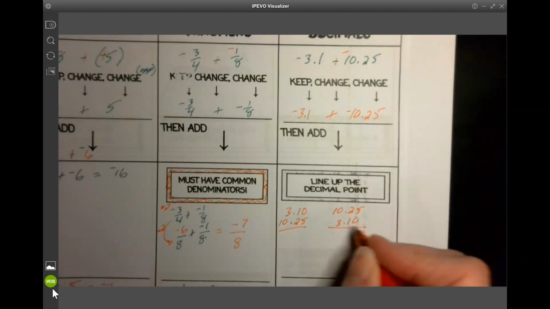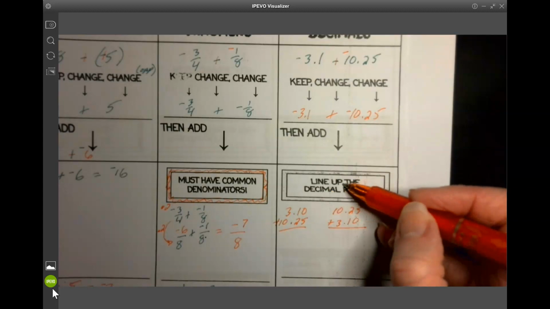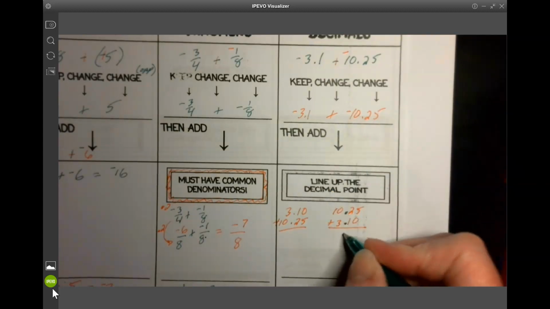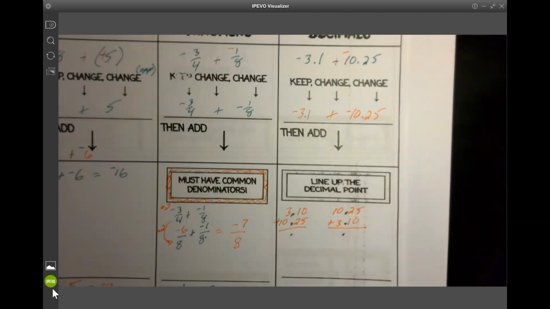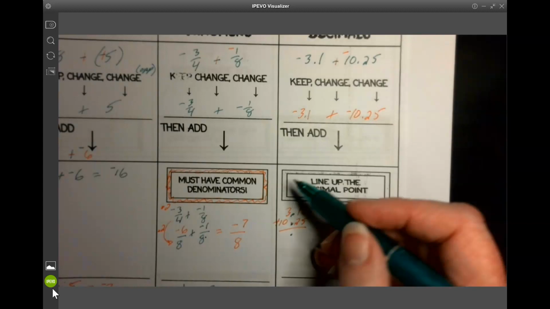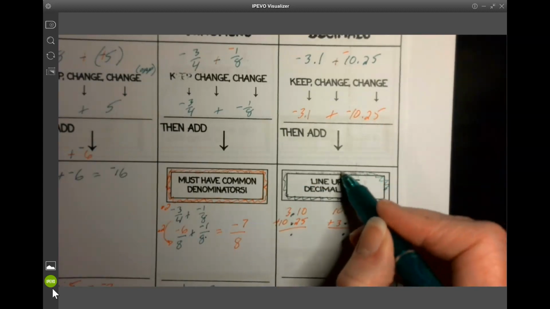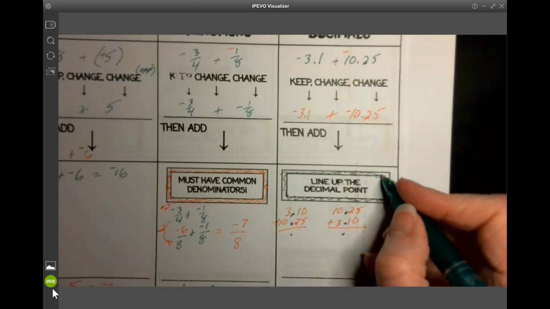So I would write it like this. I'm going to add either way. Okay, and notice we have to line up the decimal. Line up that decimal. See, decimal point, decimal point, decimal point. Doesn't matter which way you write it, I have to still line them up. Okay, so line up the decimal point. Whoops, I can't color inside the lines, can I?